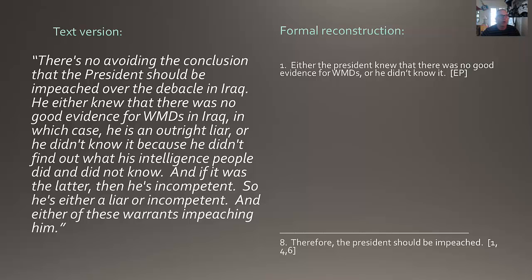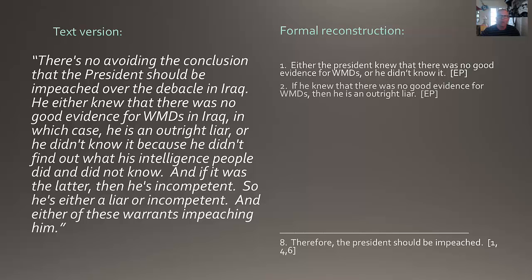So my premise 1: either the president knew that there was no good evidence for weapons of mass destruction or he didn't know it. Now I've tuned that up, I've adjusted the language a little bit, but I'm calling that an explicit premise because it comes right out of that passage. So either the president knew or the president didn't know, and now I need a series of steps that will bridge us from the notion of if he knew, then he should be impeached, or if he didn't know, he should be impeached. Either way.